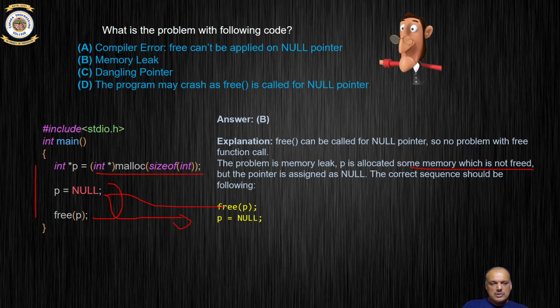So the right thing would have been to first free the memory, and then use the pointer to point to something else. First free the memory and then reassign the pointer. This would have been the right way to do it. This is the wrong way to do it. This gives rise to a scenario where you have a memory leak. Okay, so let's move forward.